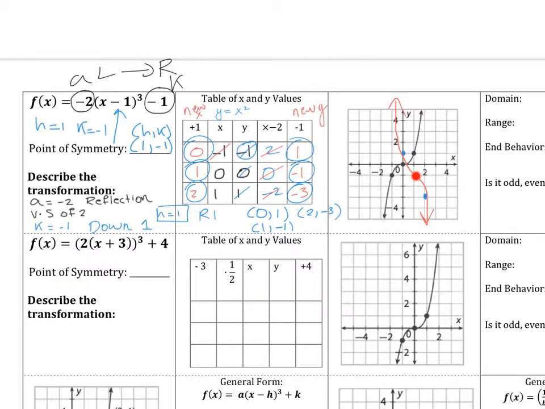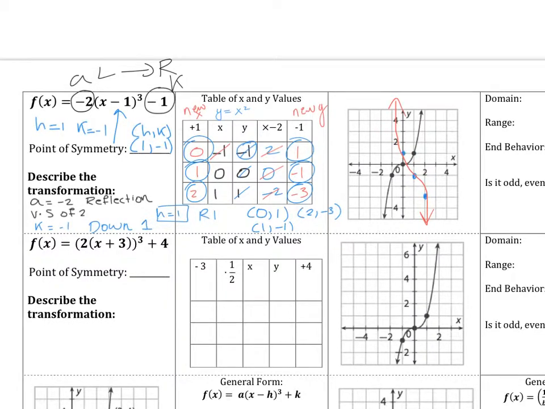Now look at the A. What's the A? The A is -2. It means I have to go up 2 and then move to the left 1 because it's going to be reflected, and then move down 2 and then to the right 1. And that would be my graph.